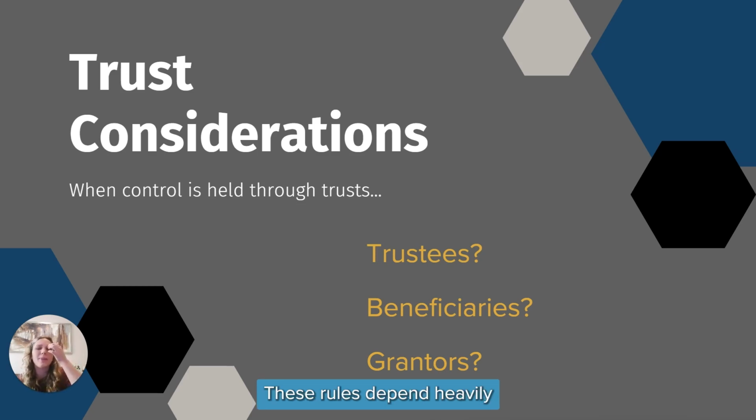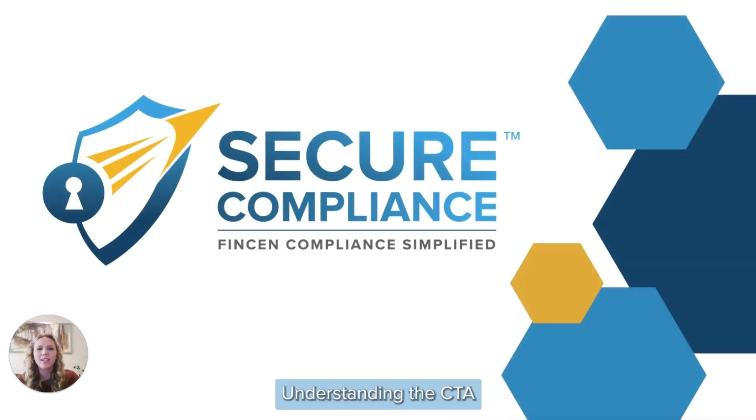These roles depend heavily on the specific terms and operations of the trust, indicating that beneficial ownership needs to be evaluated on a case-by-case basis with the input of legal experts. Understanding the CTA and its definition of substantial control is crucial for businesses. Identifying beneficial owners correctly ensures compliance with FinCEN's regulations and helps maintain the goal of corporate transparency.